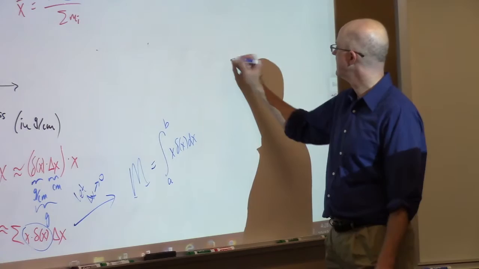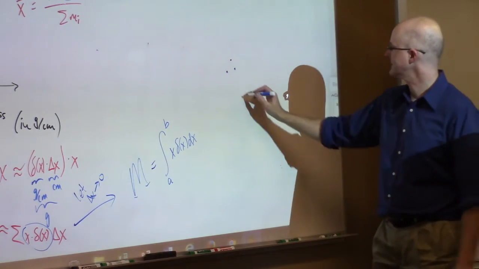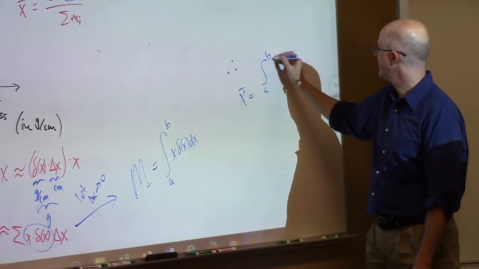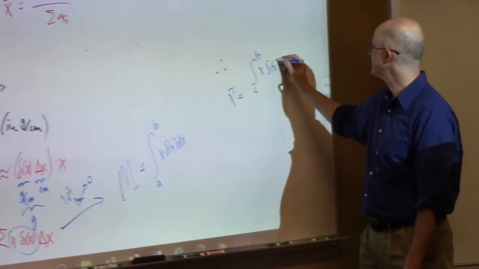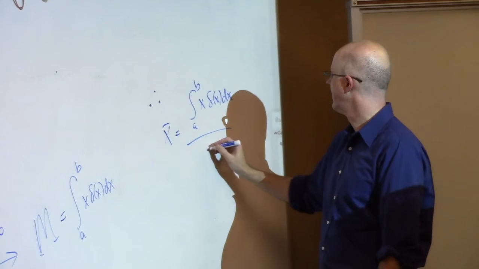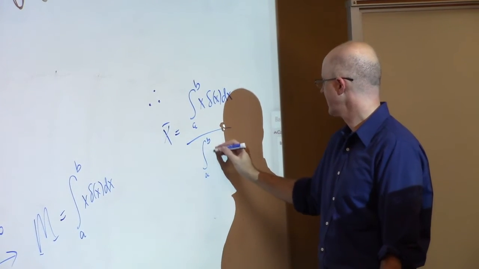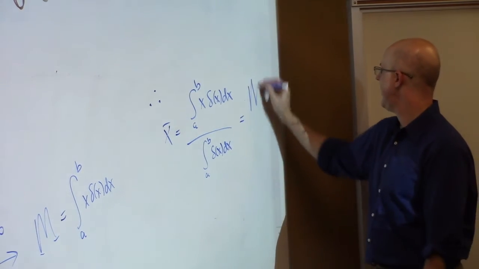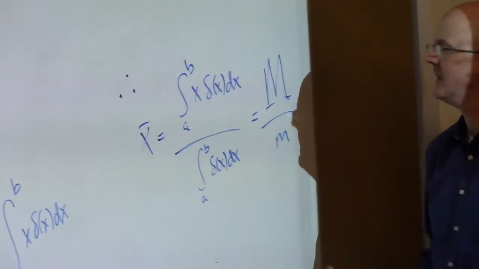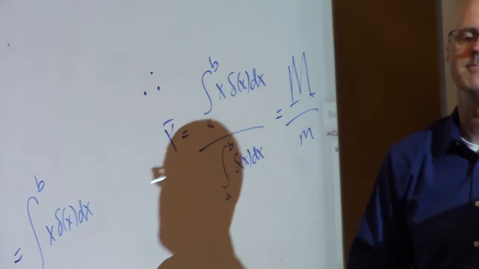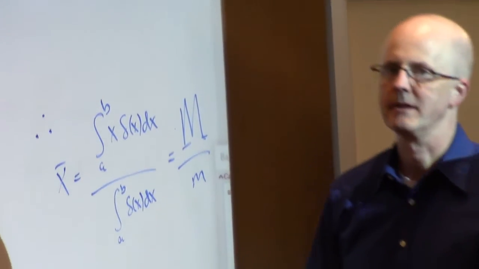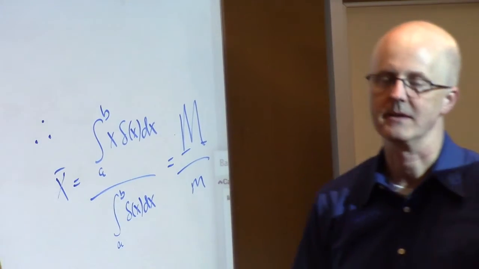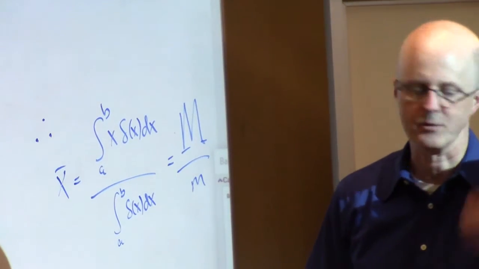So now, therefore, I'll use 3 dots for therefore. The center of mass is what we've seen before: the integral of x times delta of x over the mass integral, which is just an integral of delta of x. I could call this capital M over little m if I let capital M represent the moment with respect to the origin of the thin rod, and little m represents the total mass of the thin rod. That's not standard notation as far as I know.